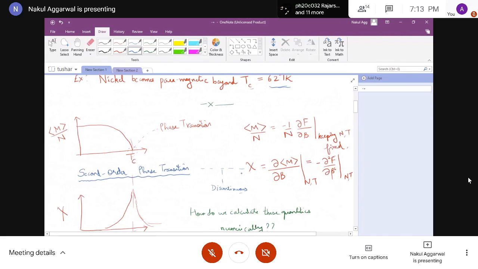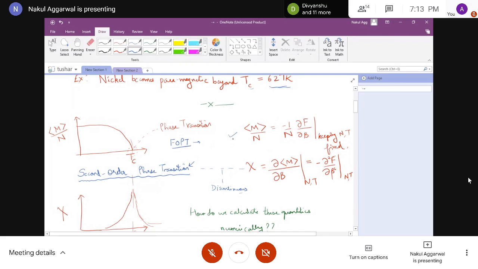So there are two types of phase transitions. There's a first order phase transition, and there's a second order phase transition. The ferromagnetic to paramagnetic jump is a second order phase transition. A first order phase transition is when you have a discontinuity in the first derivative of the free energy. And if there is a discontinuity in the second derivative of the free energy, then you have a second order phase transition.